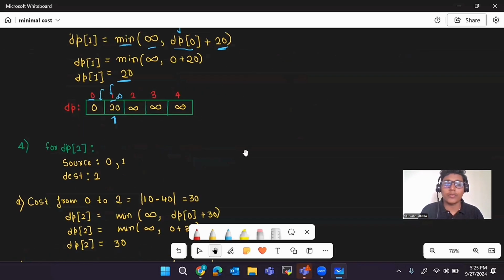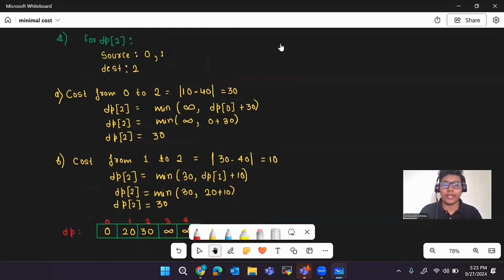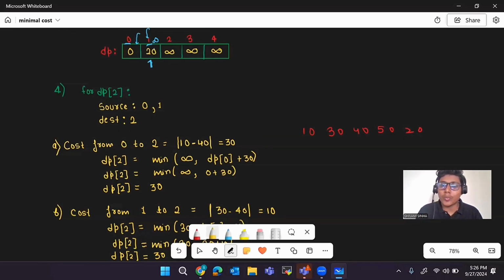So if you try to fill the second index of the array, now you have different possible ways. Let me rewrite the input here. So your input is 10, 30, 40, 50, and 20, and your k value is 3. Now, your source is again 0, right? But if you want to reach this point 40, you have different options. Either you can reach from 10 to 40 directly, or you can reach from 10, 30, and then 40. So you have different options to explore. If you want to reach from 10 to 40 directly, then 10 minus 40 will be your cost. In that case, the minimum cost till now is 30. The minimum cost to reach from 10 to 40 is 30.